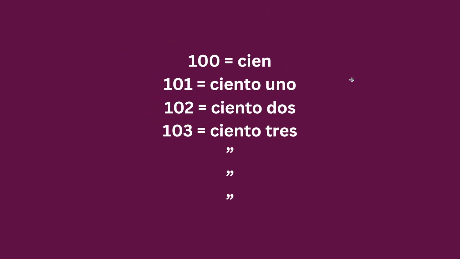How do we say 100 in Spanish? We say it as cien. But remember here, for 101 we will say it as ciento uno. Ciento will be used, okay? So ciento uno, for 102 ciento dos, for 103 ciento tres, and similarly it will be continued.